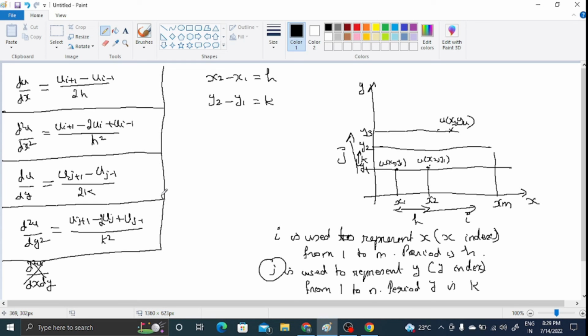du by dx equals u i plus 1 minus u i minus 1 divided by 2h. d square u by dx square equals u i plus 1 minus 2 u i plus u i minus 1 divided by h square. du by dy is equal to u j plus 1 minus u j minus 1 divided by 2k. Similarly, d square u by dy square is equal to u j plus 1 minus 2 u j plus u j minus 1 divided by k square. Okay, so please note.